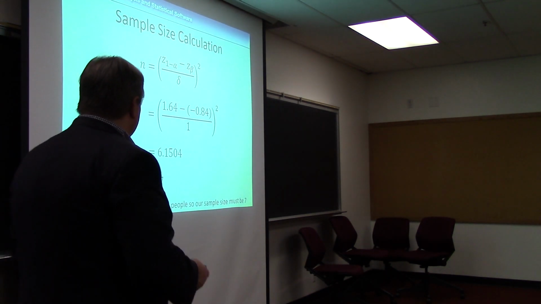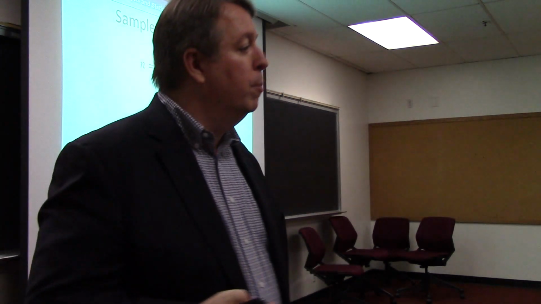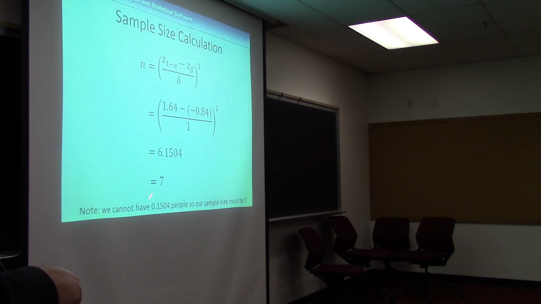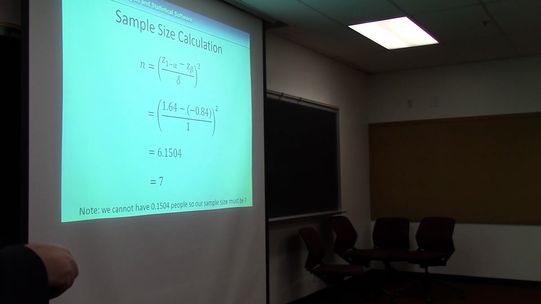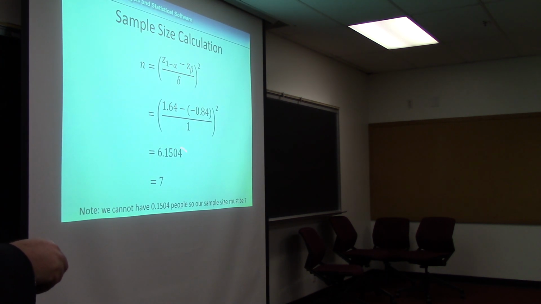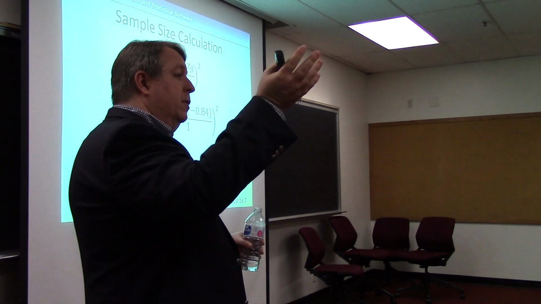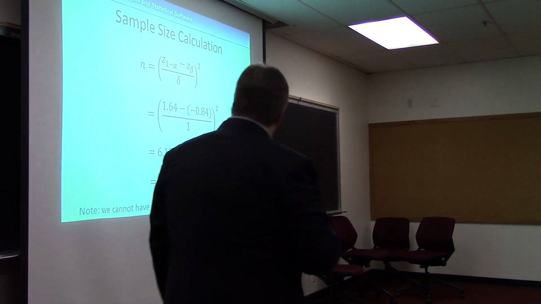Now here's the problem. We can't have 6.1504 people without a chainsaw. And so by default in our statistical software, I think most of them do this, and we do this in Stata, we automatically bump any number up to the next integer. So if you run this through Stata, and you'll see this in a minute, if you plug in those numbers, it's not going to tell you 6.1504. It's going to tell you 7. If the number goes at all above an integer, it bumps it to the next integer. It's called a ceiling function if you're interested in these function names.